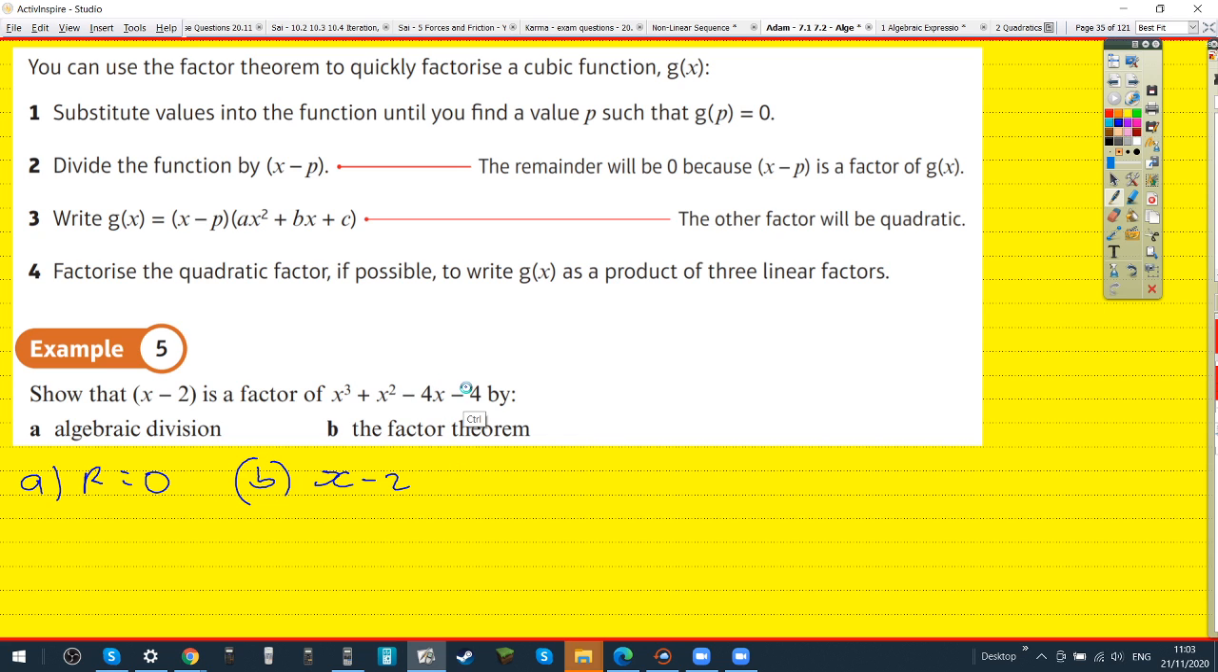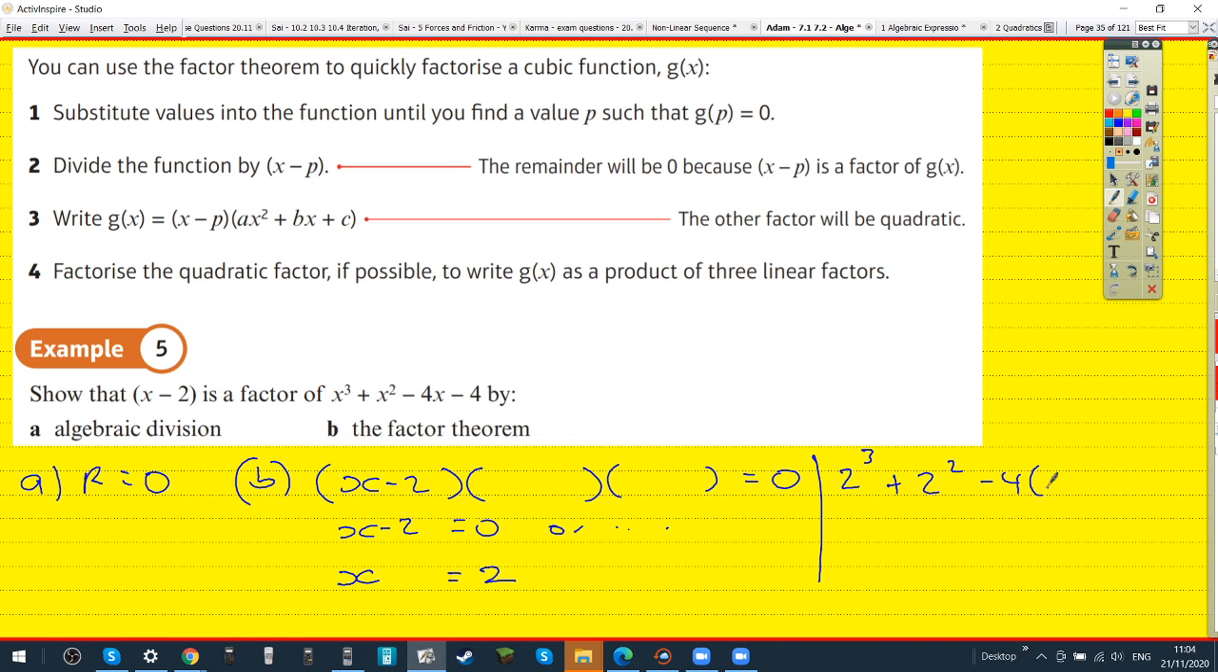So if we were to factorize this cubic, you get like 3 brackets. If x minus 2 is a factor, then that's one of the factors. When you're solving it, you'd say x minus 2 equals 0, solve for x. So x is 2. Sub that in. 2 cubed plus 2 squared minus 4 times 2 minus 4.